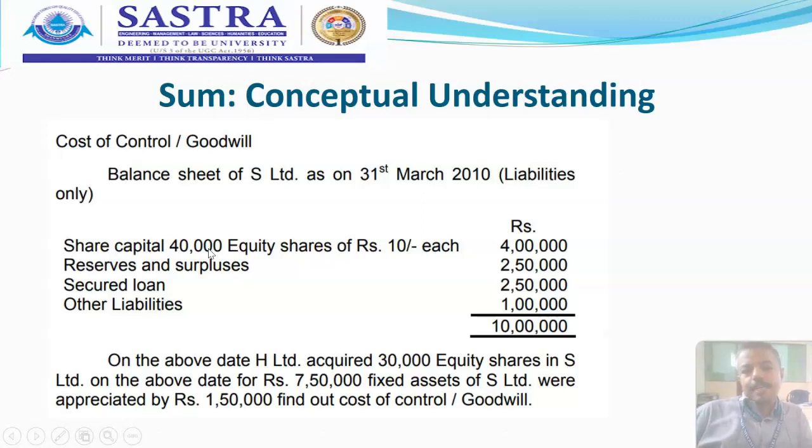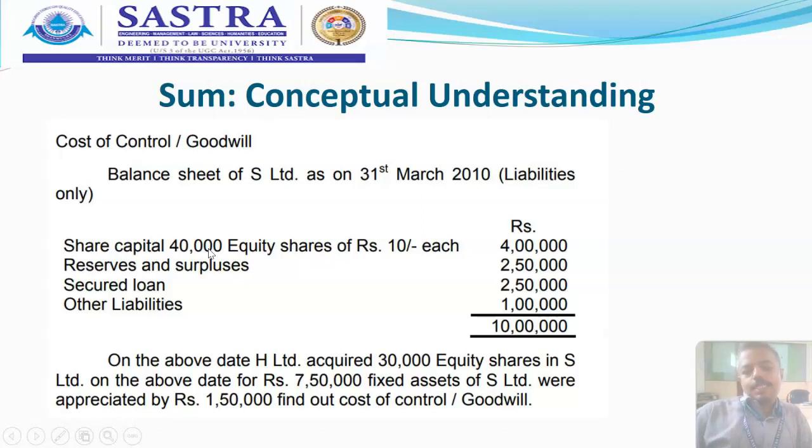Fixed assets of S Limited were appreciated by 1,50,000. So with this additional information, you are expected to calculate the cost of control or goodwill. So now how to calculate?